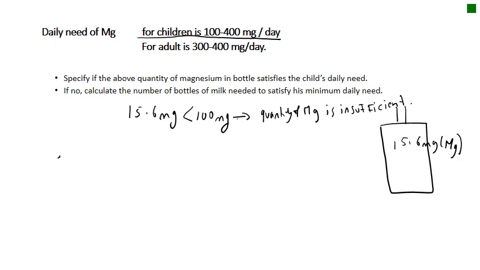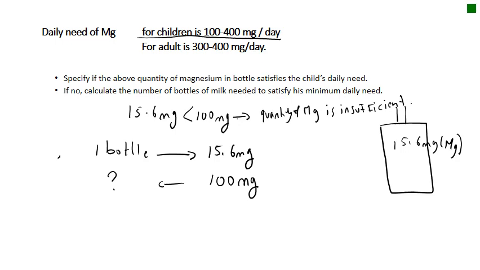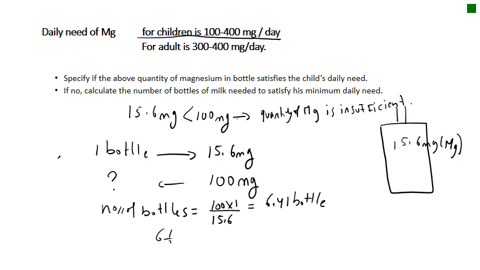So how can we calculate the number of bottles of milk needed to satisfy his daily need? In each bottle of milk, the amount of magnesium is 15.6 milligrams. The minimum daily need is 100 milligrams for a child. So how many bottles should he take to satisfy his daily need? By calculation, we get the number of bottles equal to 100 times 1 over 15.6. It is equal to 6.41 bottles. So at least this child should take 6.5 bottles of milk to satisfy the minimum daily need of magnesium.